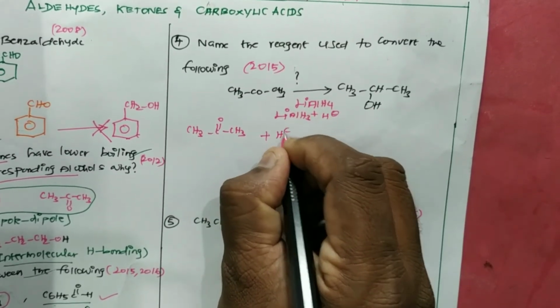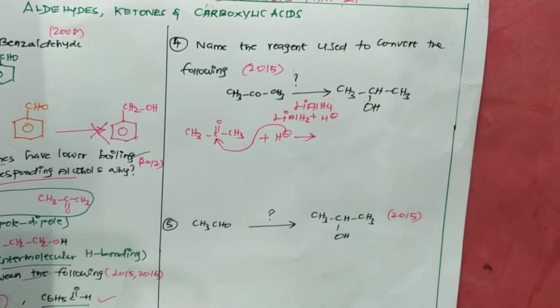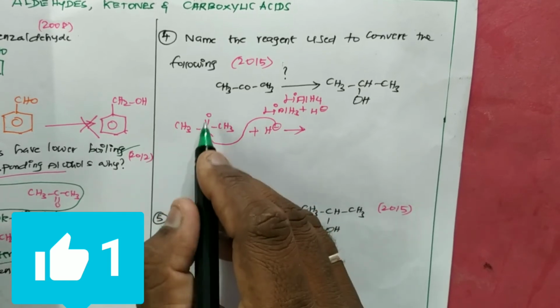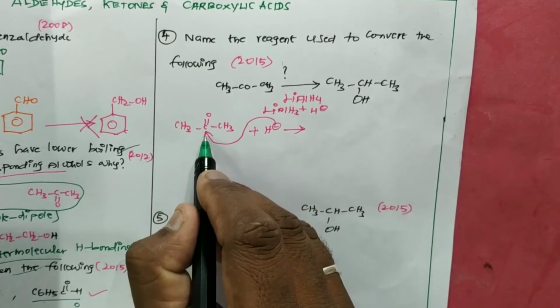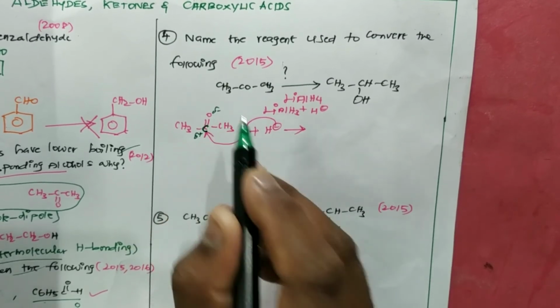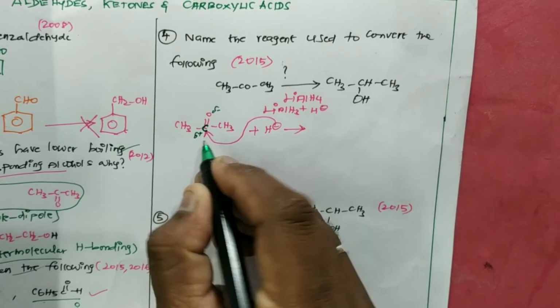Now this H minus will come and attack this carbon, because that is the electropositive one. It is attached to the oxygen, which is highly electronegative and pulls the electrons, so that this carbon will be slightly positive and this oxygen will be slightly negative. That's why this H minus will come and attack this positive carbon.